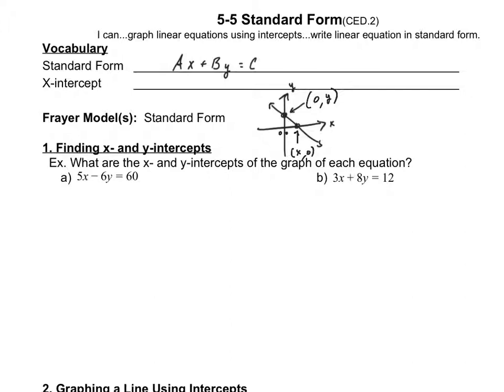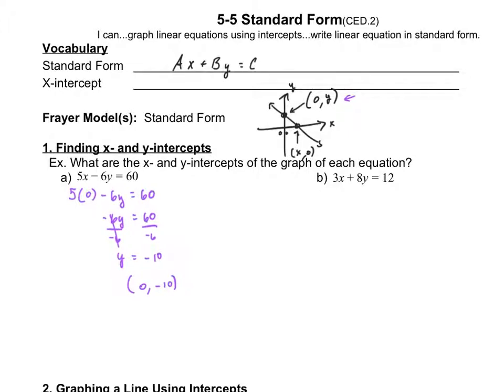Well, if I want to find the y-intercept, x is going to be equal to 0. So we substitute in 0 for x, and that will provide us the information we need to determine the y-intercept. Of course 5 times 0 is 0, so we have negative 6y is equal to 60, and I'm going to divide both sides to isolate my y, and then I have y is equal to negative 10. So my y-intercept is 0, negative 10. That is where my y-intercept occurs.